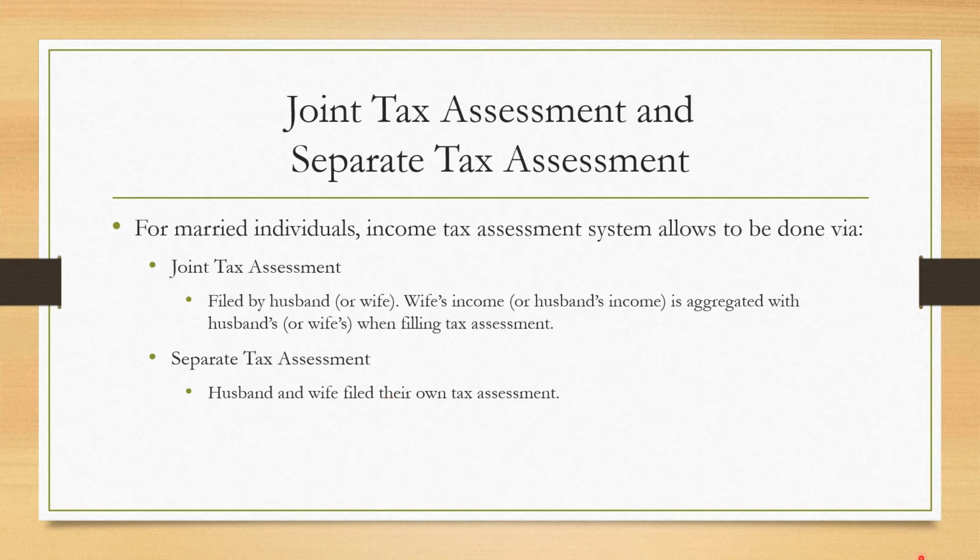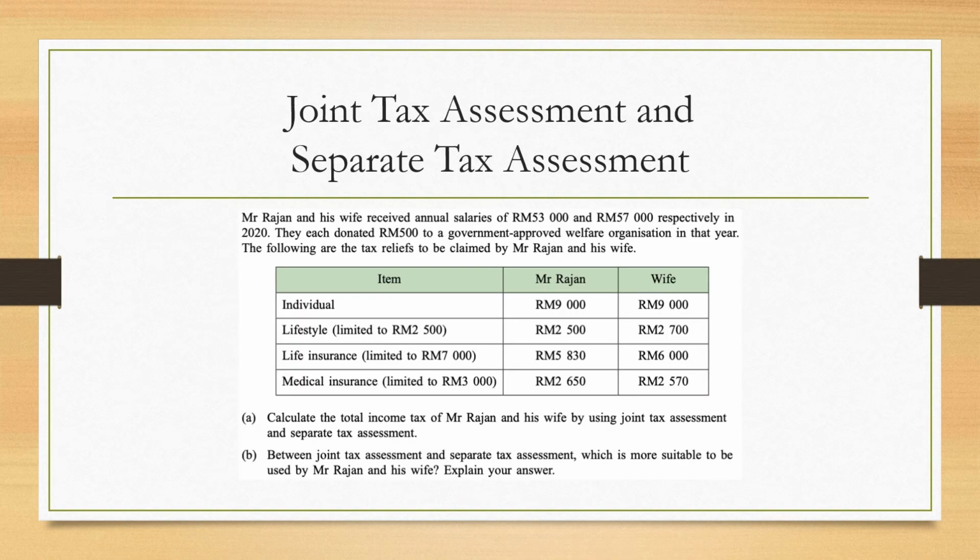Alright, moving on. Here we have a question. Annual salaries are 73,000 for Mr. Raja, the husband, and his wife is 57,000. This is the wife, and this is the husband. They each donated 500 ringgit, so both husband and wife are donating 500 ringgit to a government approved organization.